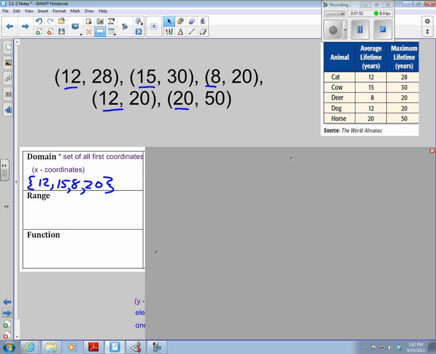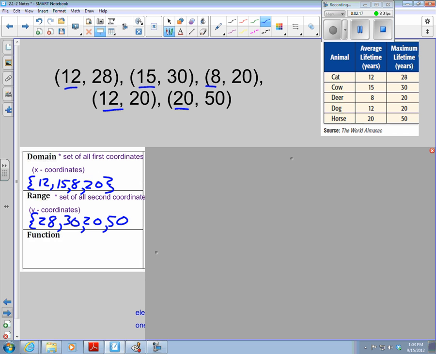The range is just the opposite. Set of all second coordinates, or the y coordinates. So putting once again in set notation, using the braces, it'd be 28, 30, 20, 20 again, I don't have to repeat it again, and then 50.